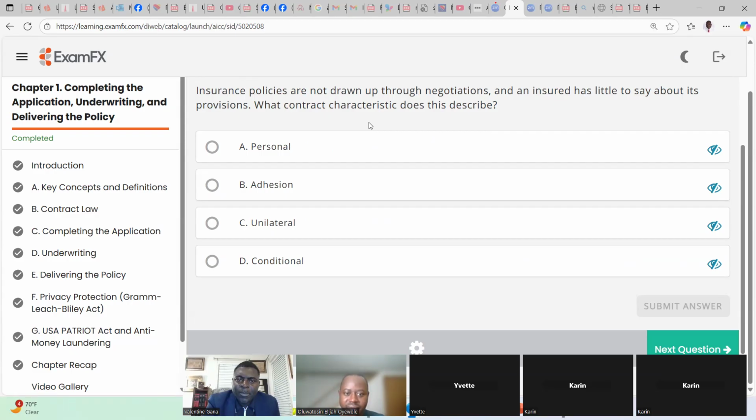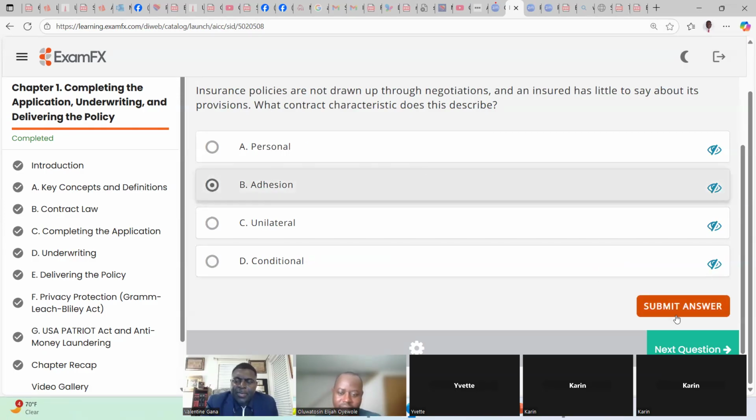Insurance policies are not drawn up through negotiations, and an insured has little to say about its provisions. What contract characteristic does this describe? A, personal. B, adhesion. C, unilateral. D, conditional. What is our answer? B. Adhesion. Not to negotiations. So adhesion. Correct. Leave it or take it.